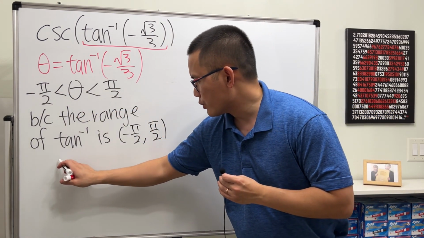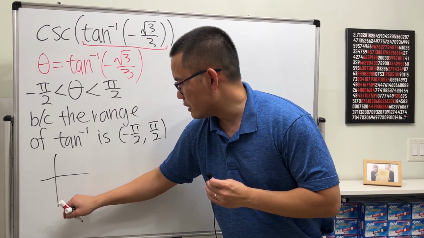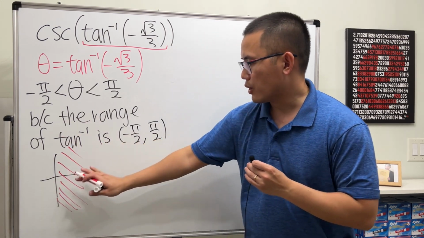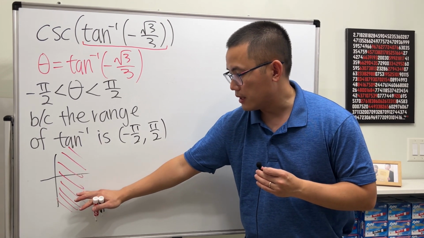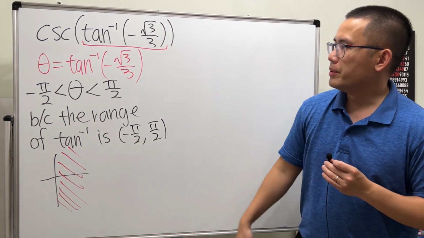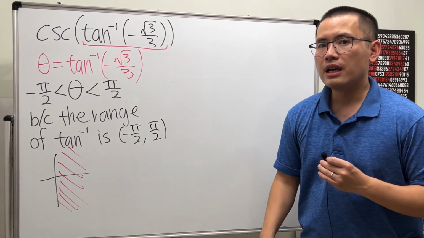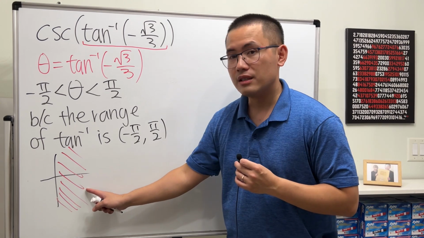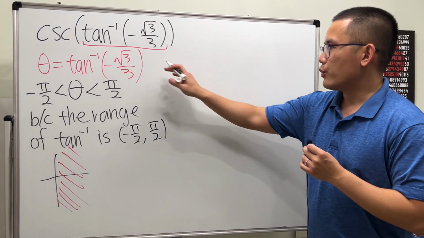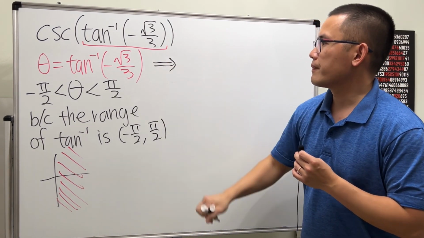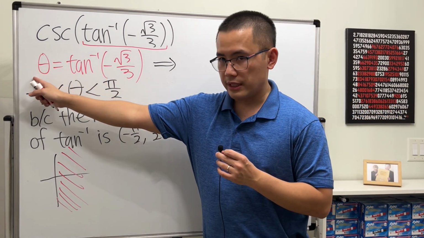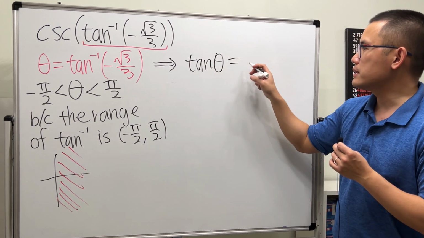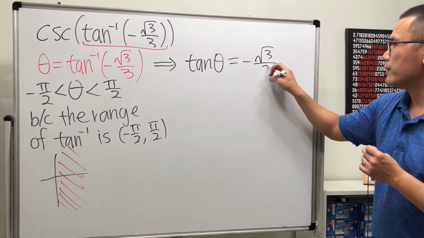And we can also take a look right here. Inverse tangent must be from negative pi over 2, which is down here, and then up here. So it must be either in the first or the fourth quadrant. Now, because we have a negative right here, where is inverse tangent negative? The answer is the fourth quadrant. I'm going to apply the original tangent to both sides, so you can see tangent theta equals negative square root of 3 over 3.